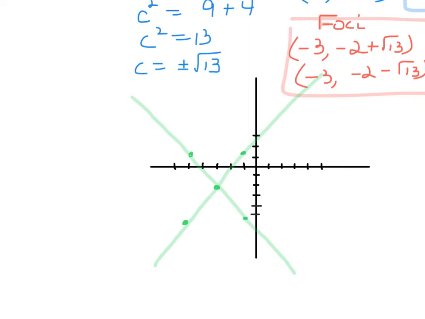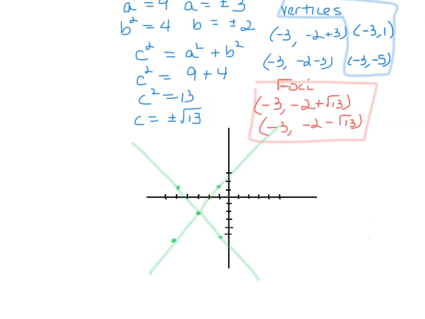So graph the vertices next. They were at -3, 1, and -3, -5. Again, if you want to draw a rectangle connecting these 4 points, notice how the vertices sit on the edge of that box. Again, use the asymptotes as your guide. And again, throw in the focus point.